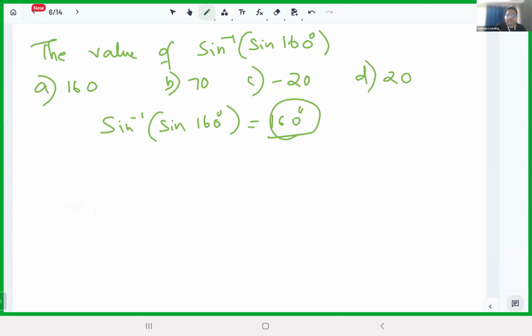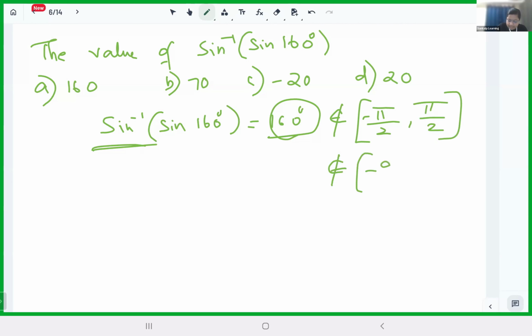Because what is the reason? 160 does not belong to the principal value branch. Here it is sine inverse. So what is the range of sine inverse? It is the closed interval minus pi by 2 comma pi by 2, which means minus 90 to 90. So 160 does not belong to this particular interval, minus 90 to 90.